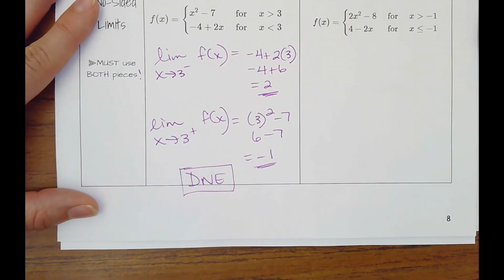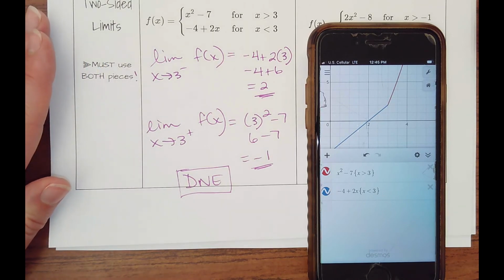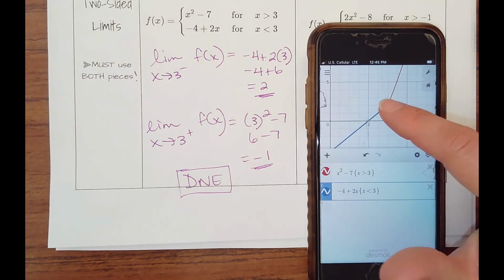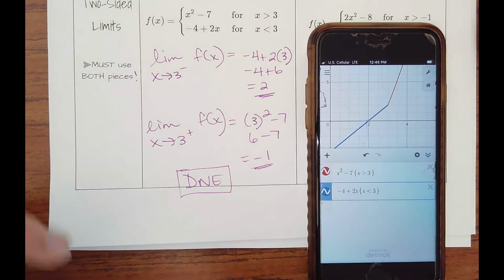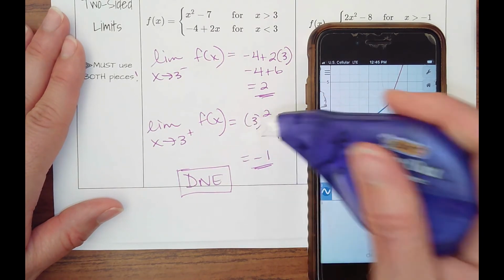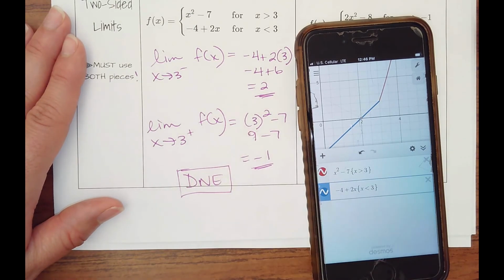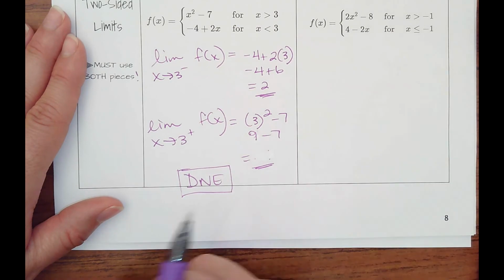Sorry, I'm off the paper there. And I just caught my mistake. That's a good thing about graphing it to check. I graphed it and I thought, hey, they do meet here at 3, undefined, but it's at what, 2? Because 3 squared is not 6, it's 9. So I don't know what I said or what's happening. 9 minus 7 is 2. So it's not DNE, it's 2.